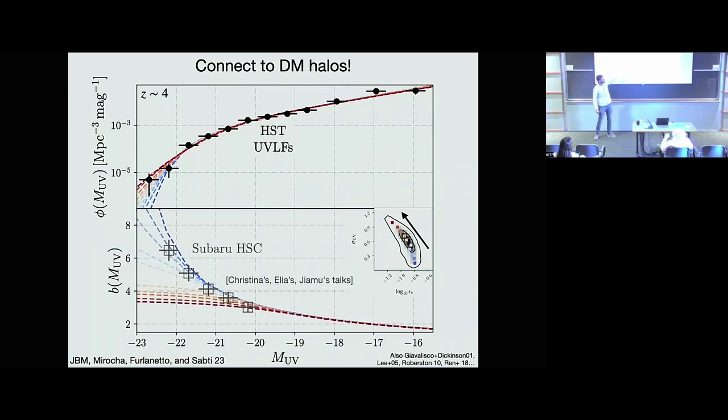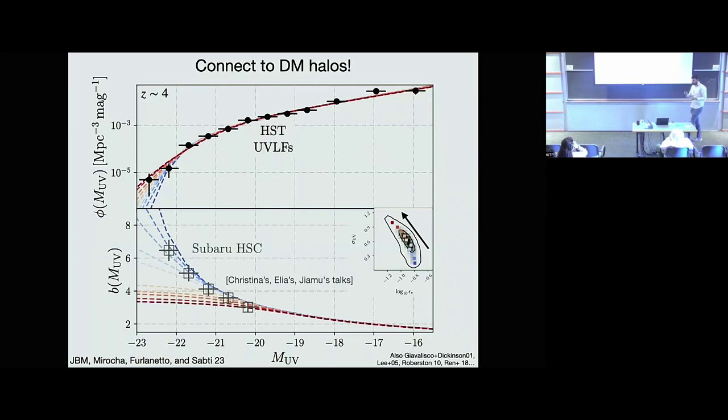Whereas, if you don't have stochasticity, you're on the blue side, you have to be in very, very heavy halos. Now, these data points here are from Subaru. They should be taken with care because they haven't been reanalyzed, and we heard today about what this looks like for AGN as well.